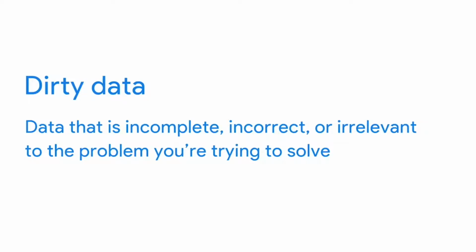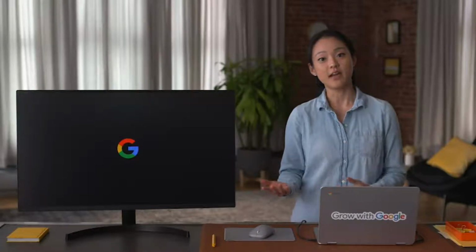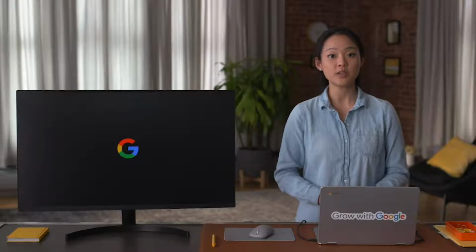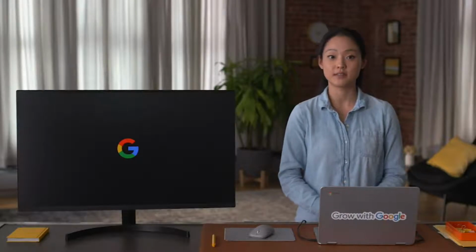As a quick refresher, dirty data is incomplete, incorrect, or irrelevant to the problem you're trying to solve. It can't be used in a meaningful way, which makes analysis very difficult, if not impossible. On the other hand, clean data is complete, correct, and relevant to the problem you're trying to solve. This allows you to understand and analyze the information and identify important patterns, connect related information, and draw useful conclusions. Then you can apply what you learn to make effective decisions.